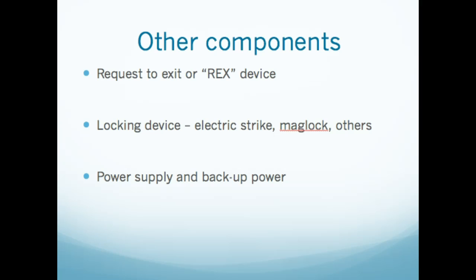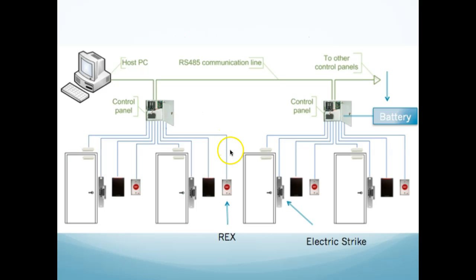And then we have backup supply and backup power, just in case power is lost, so that we can still operate these systems even when power is lost, so people don't get locked in or locked out. Let's take a look at some of those systems. So let's first talk about this request to exit.